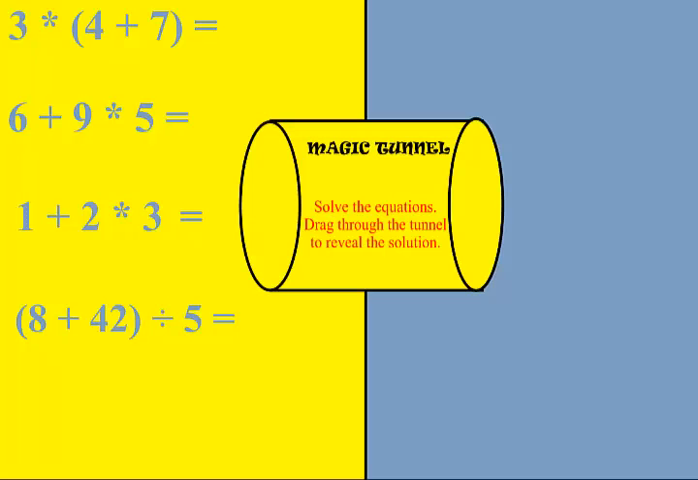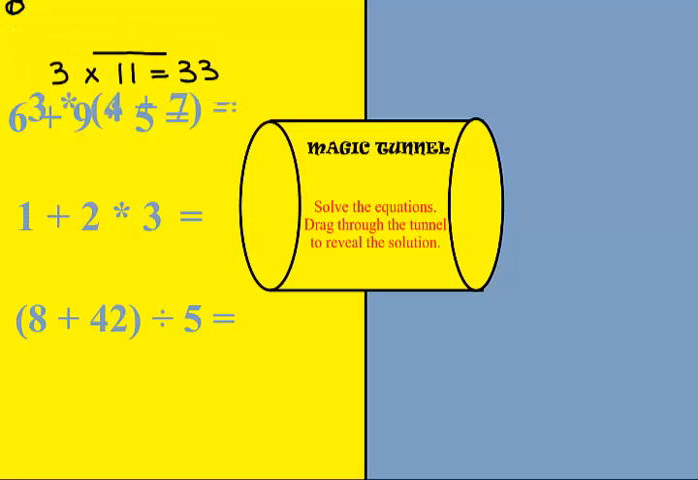All right, here are some examples we're going to do. We're going to do one together, and then I'm going to have you do some. The first one, 3 times (4 plus 7). Please Excuse My Dear Aunt Sally. So we start with, great, you're right, we start with the parentheses. 4 plus 7 is 11. Bring down the 3 times, and that equals 33. Let's put it through our magic tunnel and see if we got the right answer. Excellent.